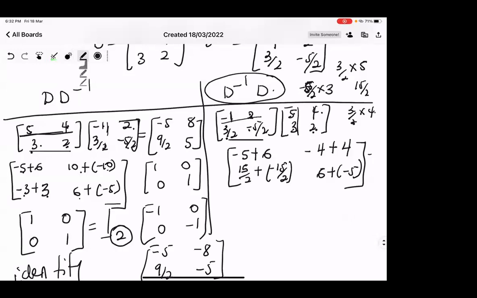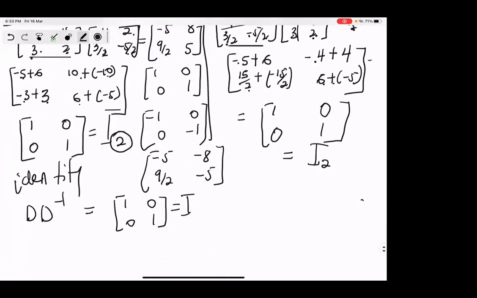If we simplify this further, we're going to get -5 plus 6, that is 1. -4 plus 4, that is 0. -15 over 2 plus 15 over 2, same entries but opposite in signs, we have 0. And 6 plus -5, that is 1. This is also the identity matrix, which is 2 by 2 in nature.